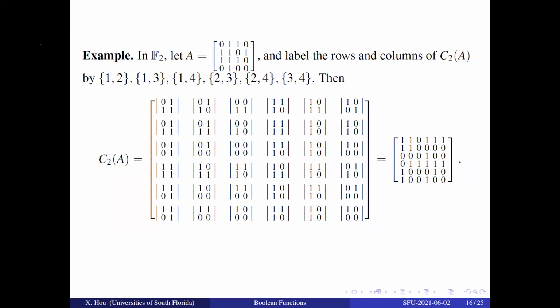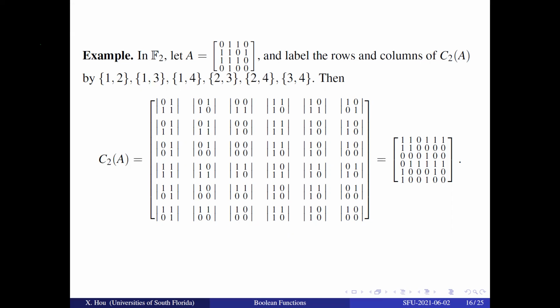Let's take F2 as the field, and let's start with a 4x4 matrix. And we label the rows and columns of the second compound matrix, I'm talking about C2A. So I enumerate all the 2-element subsets of 1 through 4. So there are 6 of them, 4 choose 2, 6 of them.